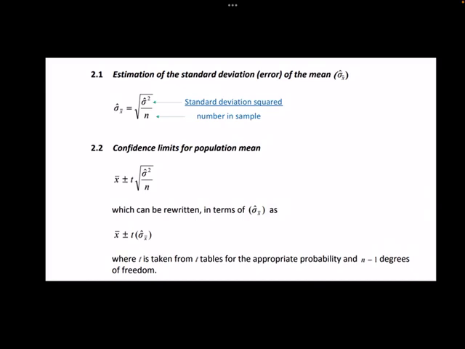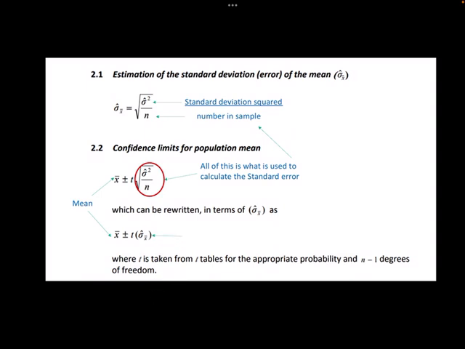You're often given the standard deviation of the mean value, so then you're going to 2.2 to work out the confidence limits. So some of the symbols again, X with the line across it is our mean value. The top one you can see is the same as above for working out your standard deviation of the mean. So it is exactly the same: standard deviation squared divided by the number in sample and the square root of that.